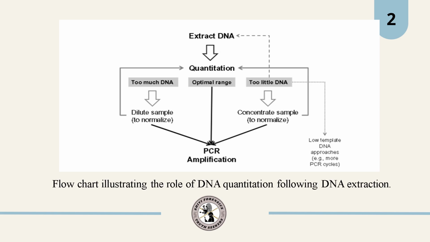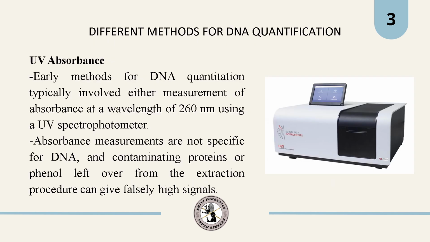Like, in case the amount of DNA is too little, then we have to concentrate our sample, and this is done by using the low template DNA approach. For example, in PCR amplification, when the concentration of the initial input DNA is very low, then more PCR cycles are added for the amplification of the DNA. If we have too much DNA, then diluted samples are made so that it can come in the optimal range. The different methods used for DNA quantification are: first one is UV absorbance.